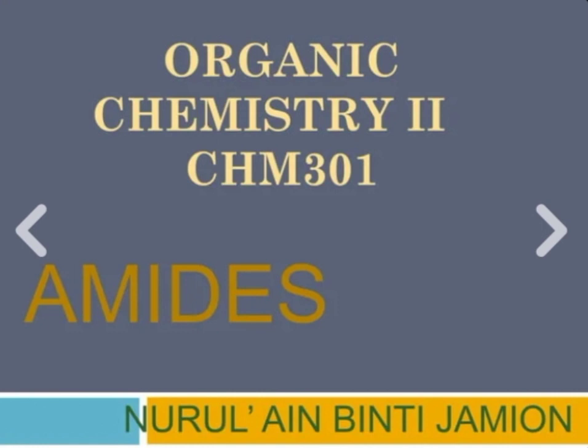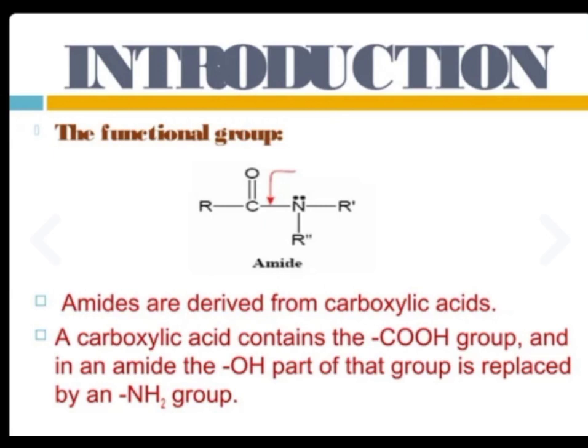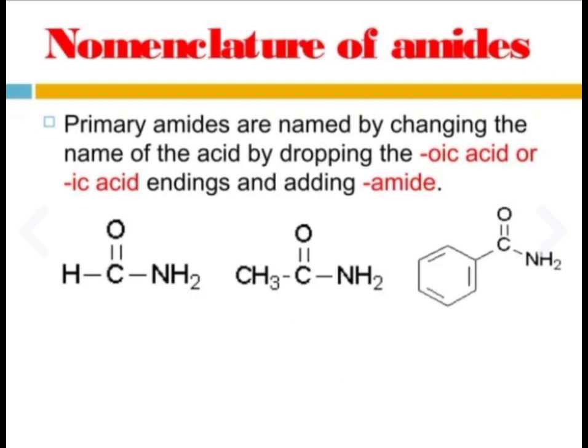So what are amides? Amides are derived from carboxylic acids. A carboxylic acid contains the COOH group, and in an amide, the OH part of that group is replaced by an NH2 group. Primary amides are named by changing the name of the acid, dropping the -oic acid or -ic acid endings and adding -amide. You can look at the figure below.